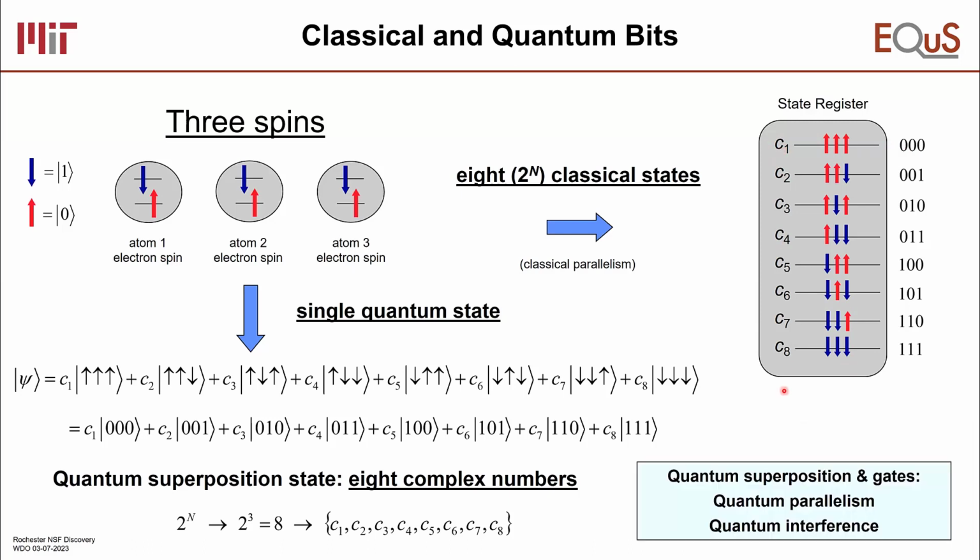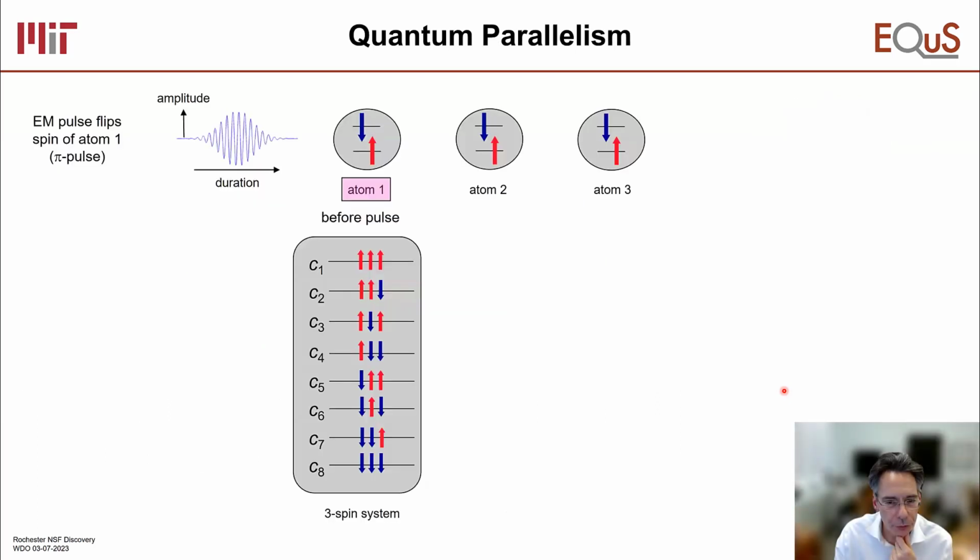Okay. So now let's take a look at pictorially what we mean by quantum parallelism and quantum interference, which are realized by this quantum superposition state and quantum gates. Okay, so the first one we're going to think of is an example of quantum parallelism. And to do that, we're going to consider a quantum operation, which we'll look at again in more detail in just a moment. But here, let me just tell you how it works.